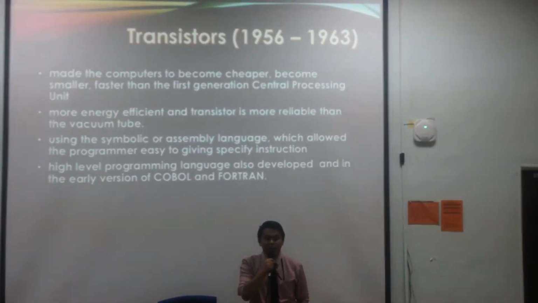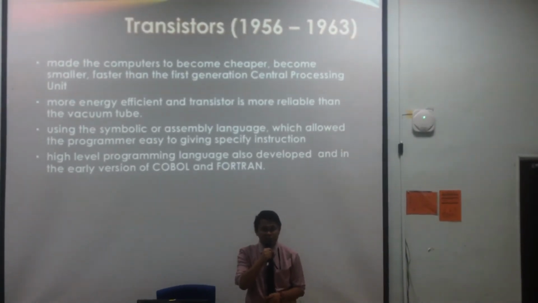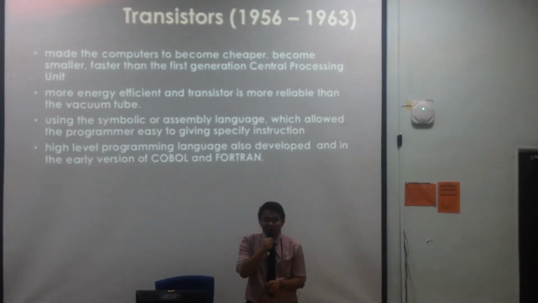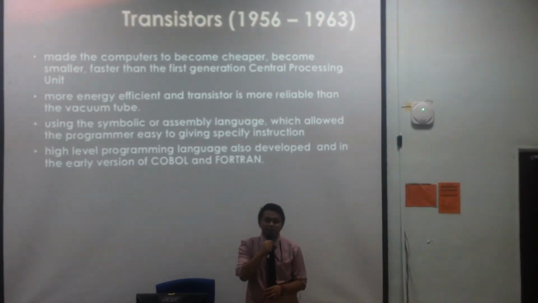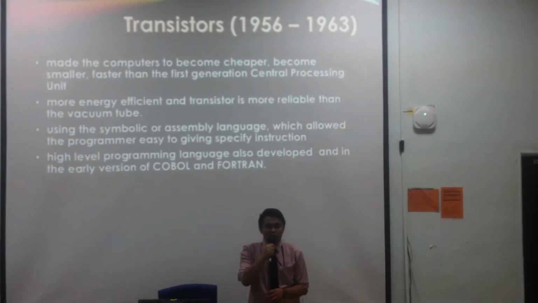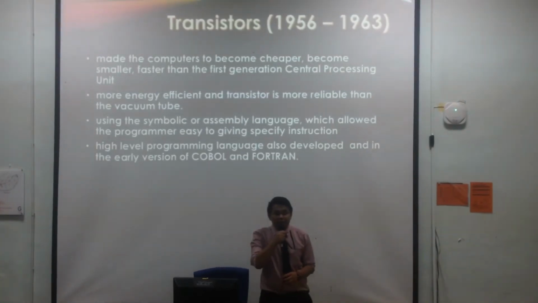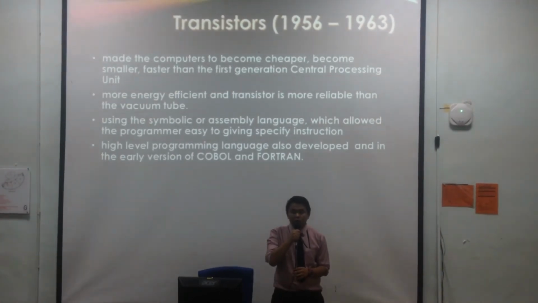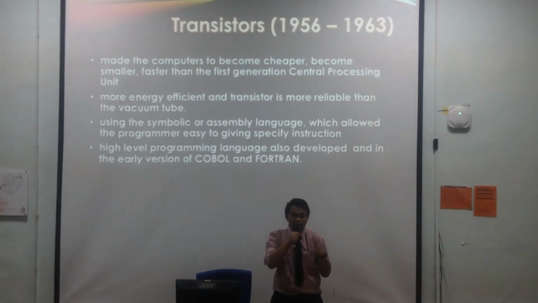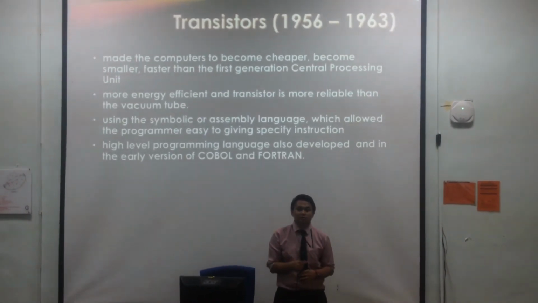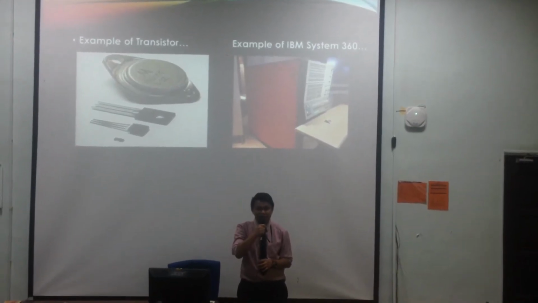Secondly is the transistor. Transistor was invented from 1956 until 1963. Transistors became cheaper, smaller, and faster than vacuum tubes. Besides that, transistors also became more efficient and more reliable. Next, transistors also used symbolic assembly language that is easy for giving specific instructions. An example of transistor computers is the IBM System 360.